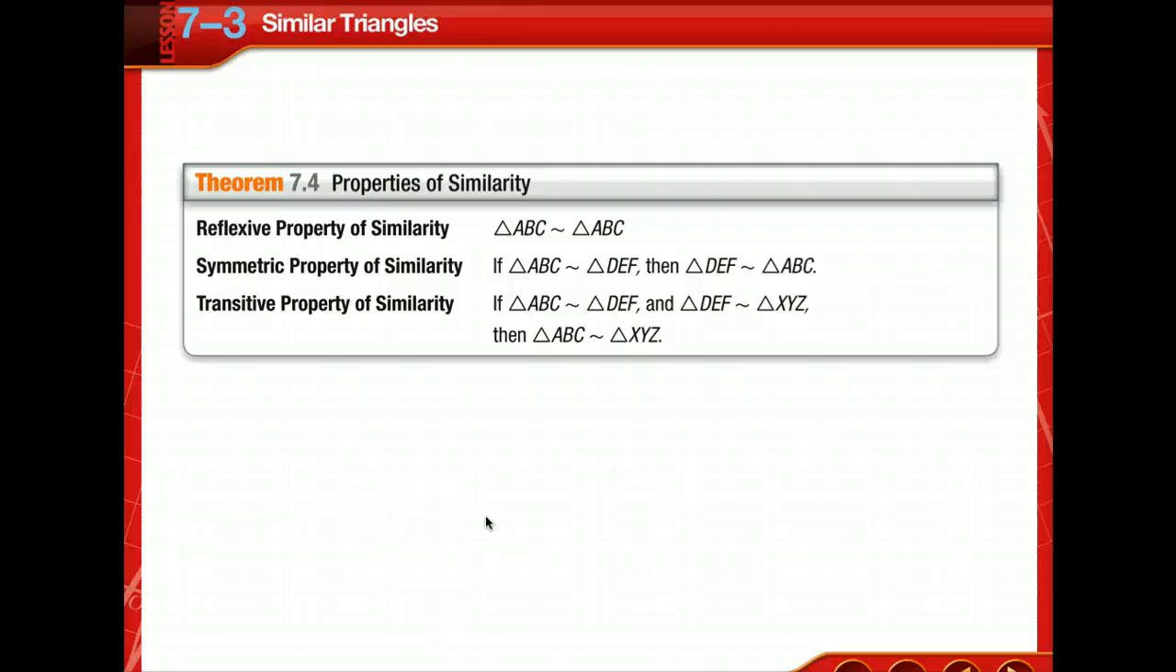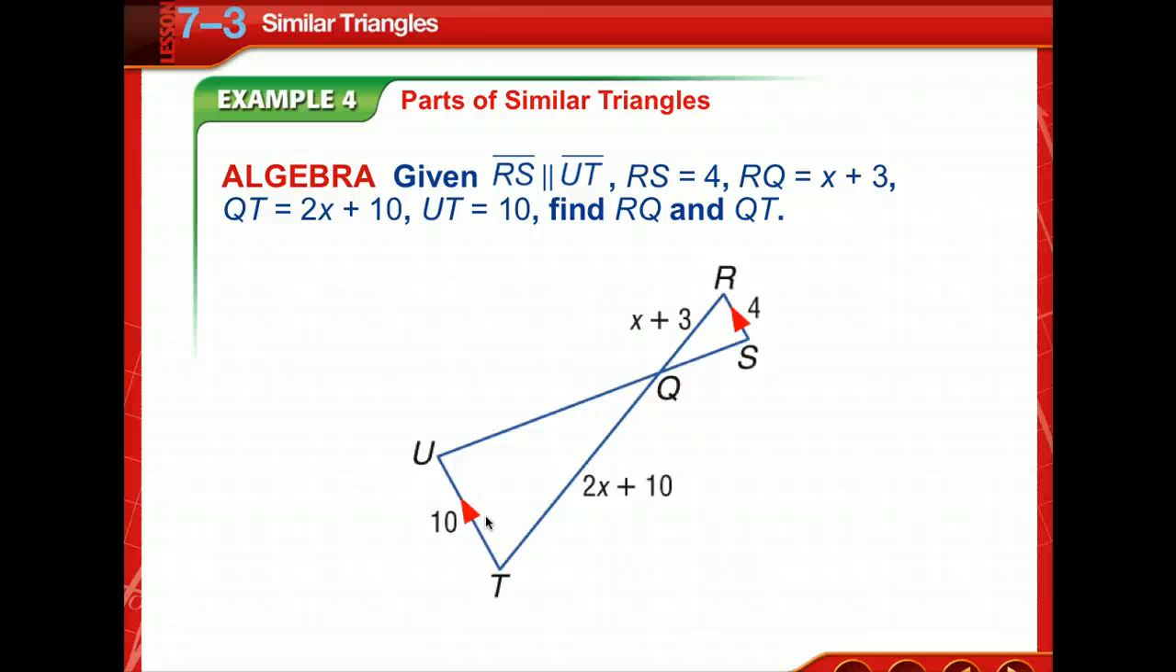Properties of similar triangles. Like the congruence of triangles, similarity of triangles is reflexive, symmetric, and transitive. So now we're going to use parts of similar triangles. You might want to sketch this on your paper because it's going to vanish here in a little bit as I move forward. So pause for a moment and sketch this information down.